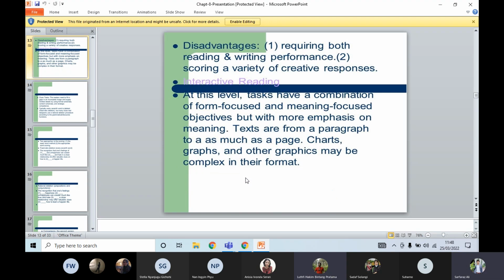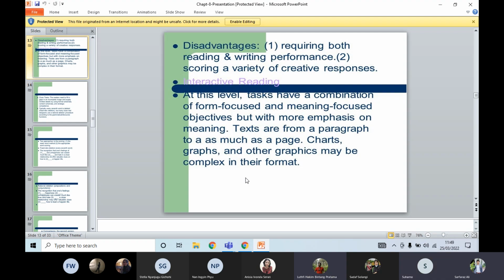And yes, there are also disadvantages of gap filling tasks. The disadvantages vary, but two are written. One is requiring both reading and writing performance, and second, scoring a variety of creative responses. Yes, and these are the disadvantages.